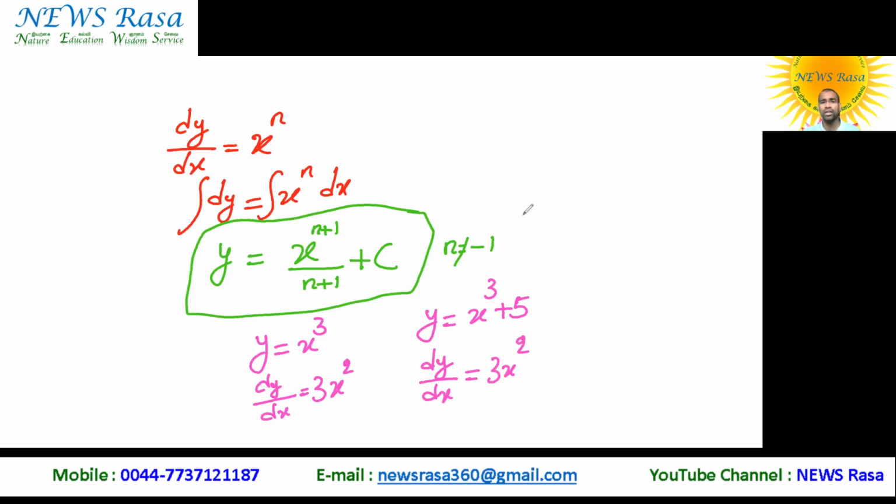3x squared. So as you can see here, we get the same expression when we differentiate x cubed, and also when we differentiate x cubed plus 5. All right, so we get the same 3x squared. So when we try to integrate this, normally we would have what? So say, for example, we would have dy by dx is equal to 3x squared, right?